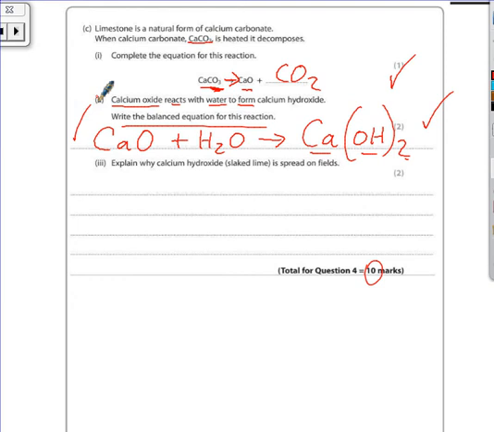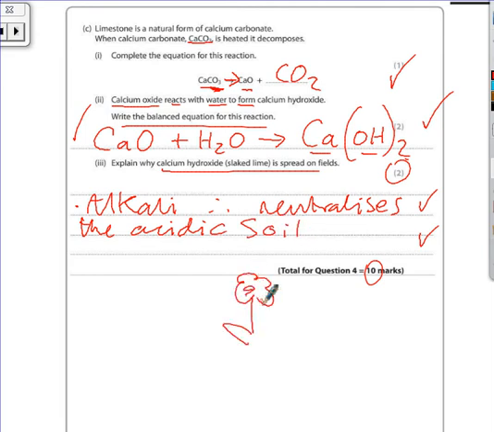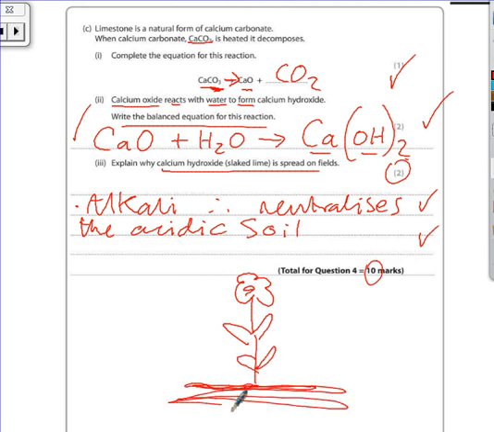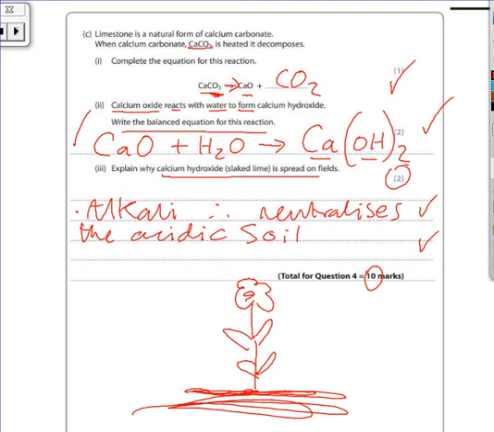Explain why calcium hydroxide, slaked lime, is spread onto the fields. We're looking for 2 marks. So for the first mark, we need to say that it is alkali, and therefore neutralizes the acidic soil, not the acidic crops. Okay, not the acidic crops. It helps the crops to grow, but we're talking about the acidic soil. There we are. Okay, so 10 marks for that. Question 4. Hopefully you did really well on that.